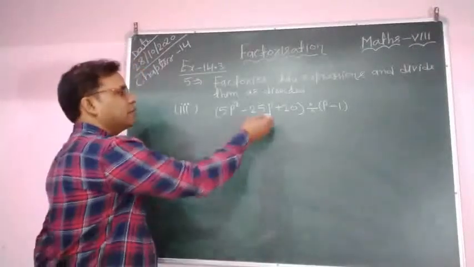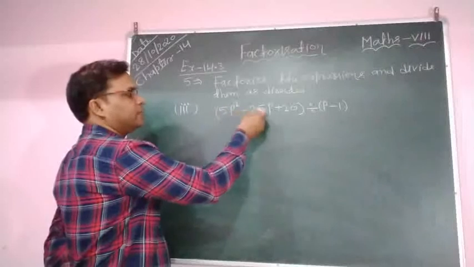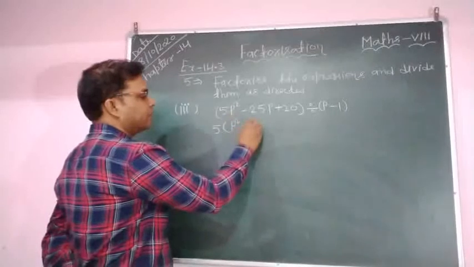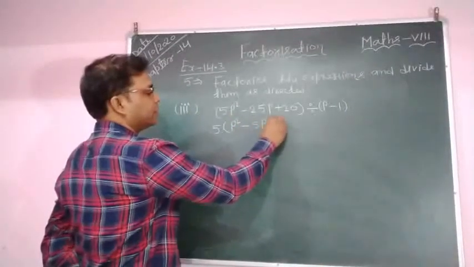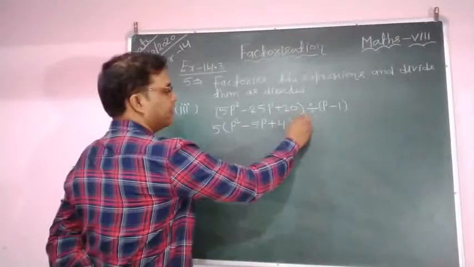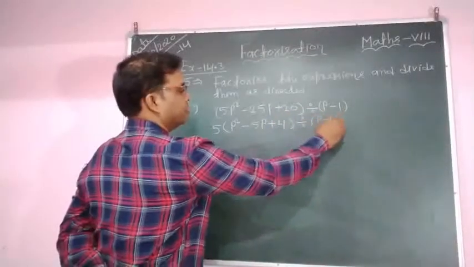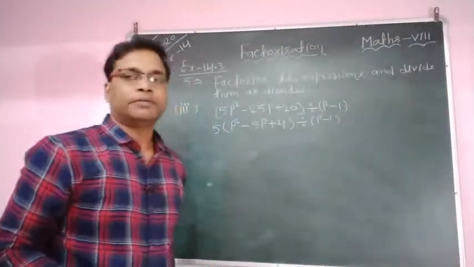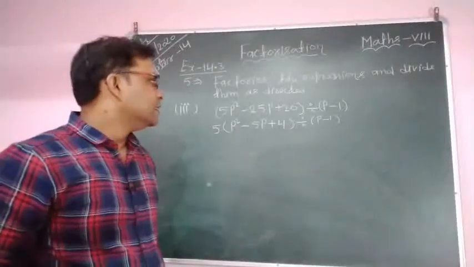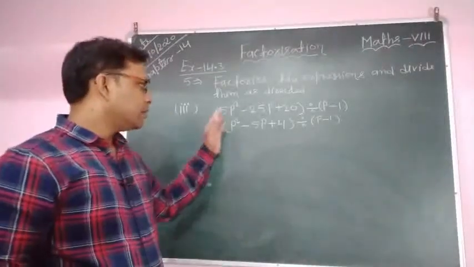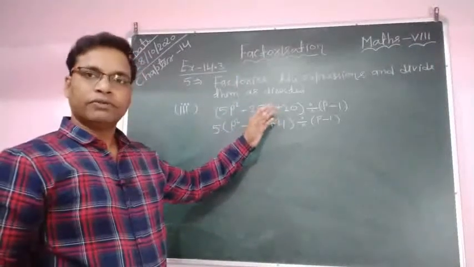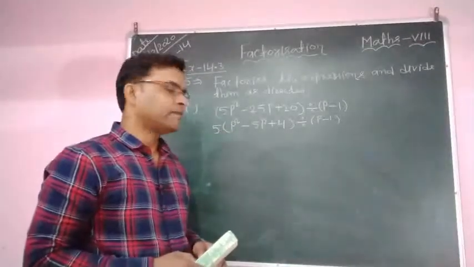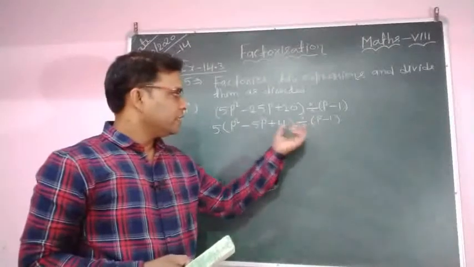So here we can take 5 as a common factor in both terms. If you take common 5 here, then you have 5 into p square minus 5p plus 4, divided by p minus 1. Because you can see every term has 5, we take common 5. Then we obtain p square minus 5p plus 4, and we need to divide it by p minus 1.